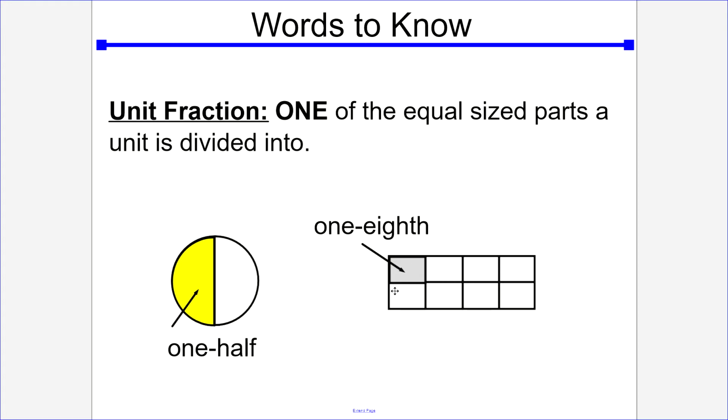This rectangle is divided into 8 equal-sized parts. We call those fractional parts eighths. The unit fraction, or one of those equal-sized parts, would be called 1/8. Each one of the parts in the fraction is 1/8 of the whole unit. The unit fraction is what we call one of the equal-sized parts.